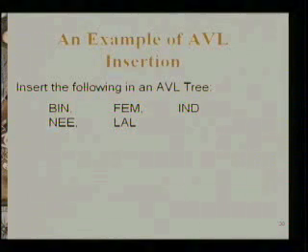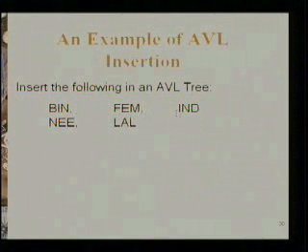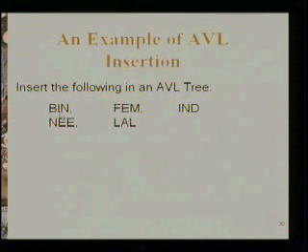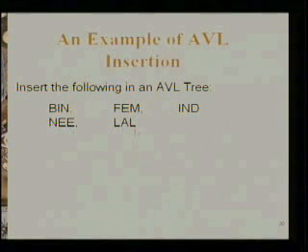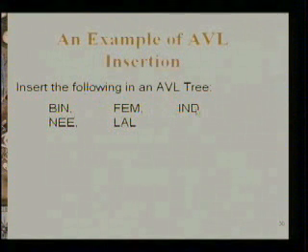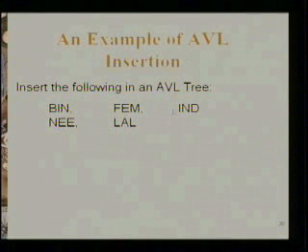For that we have to look into an example of insertion into an AVL tree. Let's look into the insertions, and what we want to insert in an AVL tree is some names instead of numbers, and they are to be inserted in their lexicographic fashion. That simply means we'll be inserting bin, fem, ind, ni and lal in this particular order. What we are seeing, bin is the lowest, fem is greater than bin, ind is still greater than bin, it is greater than fem, ni is greater than ind.